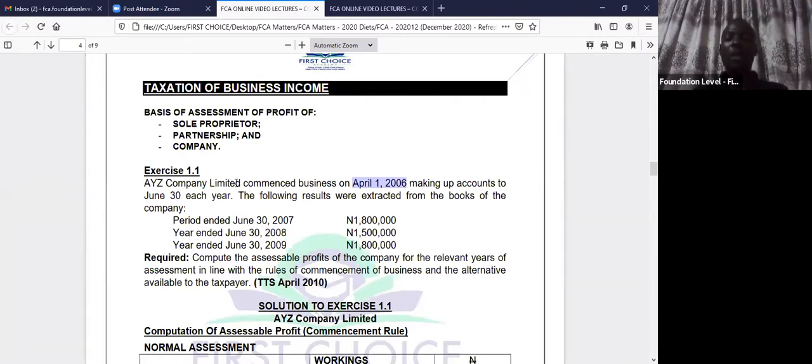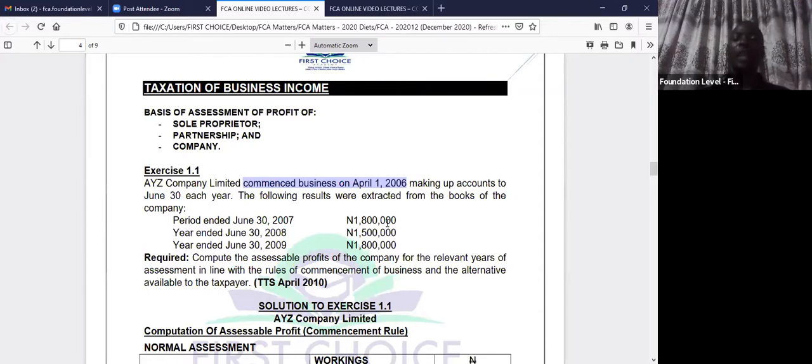So later I will send this material to the classroom because I was so busy I could not send. Now, if you have the hard copy, you just underline "commenced business" on this date. Each time you see the words "commenced business", you know you are doing the commencement rule. Now, this April 1, you are going to use it 2 times. The first time is on the first year of business. The second time is on the second year of business. I will tell you how.